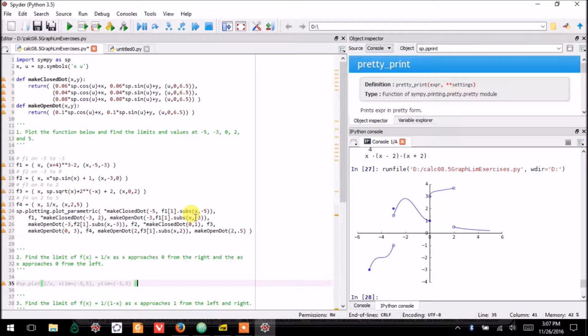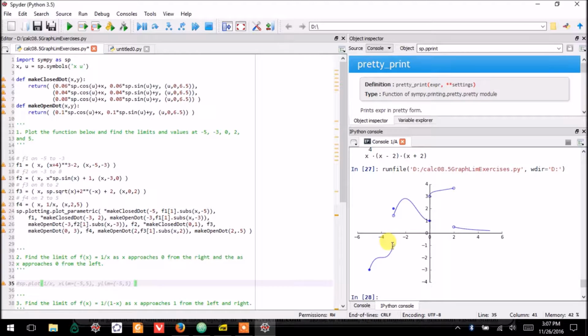So to begin with, we want to find the limits and values at -5. They appear, the left-handed limit doesn't exist. The right-handed limit seems to approach -3, and the value of the function is also -3.